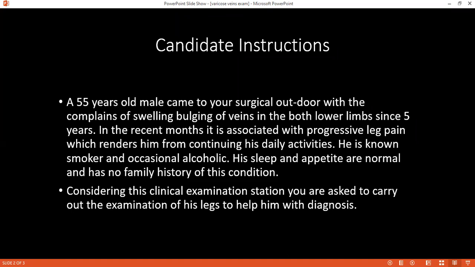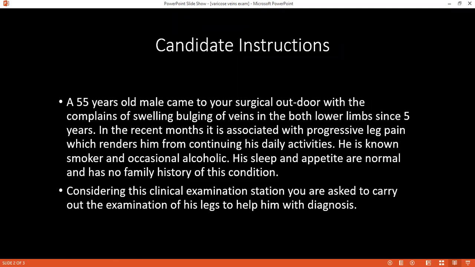So I would want to do a Trendelenburg test. For this, the patient will now lie down. I would empty the vein by raising the limb I'm examining. Then I locate the saphenofemoral junction, which is 4 cm inferolateral to the pubic tubercle, so I locate the pubic tubercle first. Then I will put my tourniquet below the saphenofemoral junction.